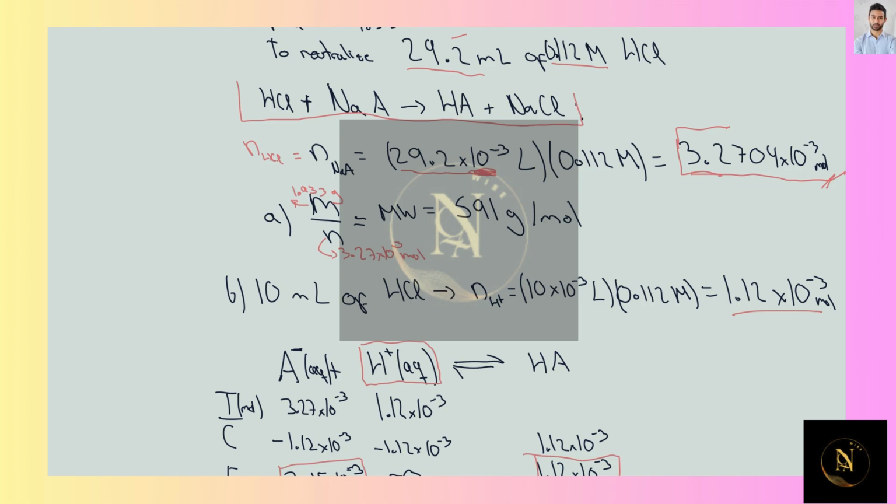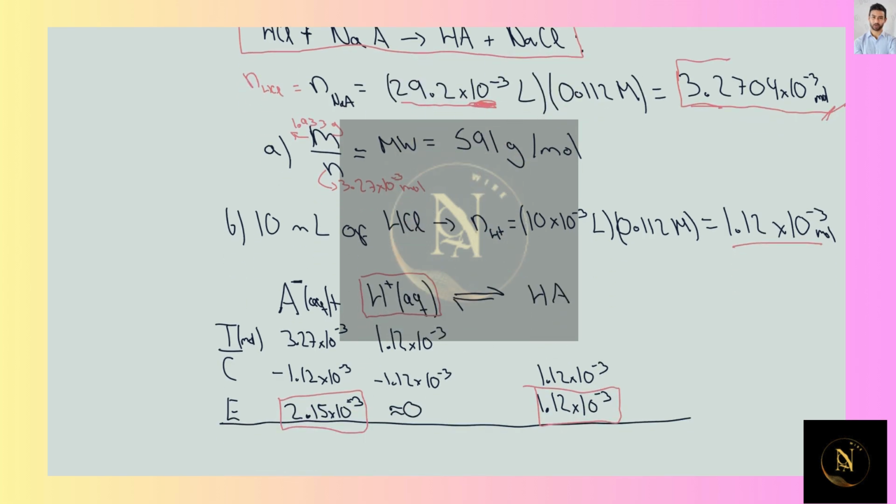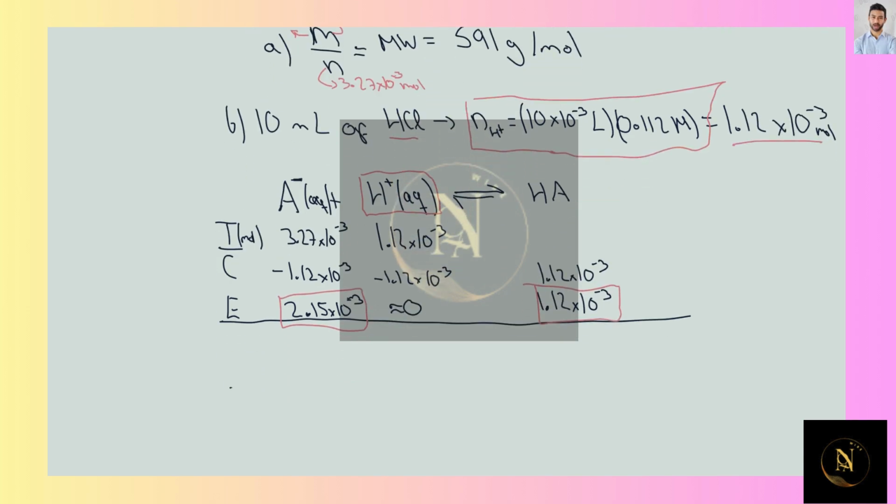Next up, for part B, we are going to add 10 milliliters of HCl. Those 10 milliliters correspond to adding an amount of H plus to our solution of 1.12 times 10 to the minus 3 moles. So we're going to do our ICE table in moles directly, taking the initial amount of A minus that we have and the amount of H plus that we added. Here we need to realize that H plus is going to be our limiting reagent for our reaction.